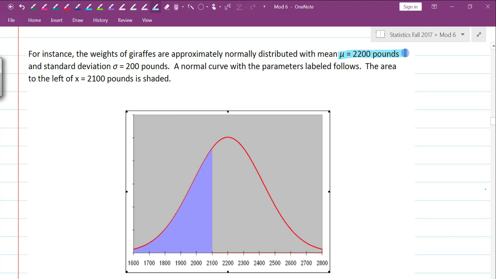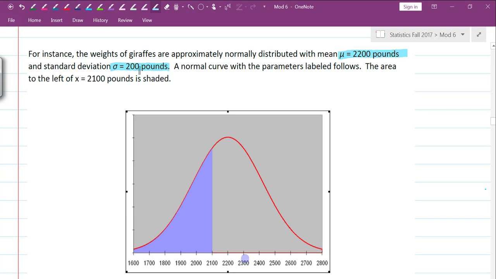Okay, so the mean is 2,200 pounds and the standard deviation is 200 pounds. The normal curve with the parameters labeled follows. The area to the left of 2,100 pounds is shaded, okay? So here's our mean, right here in the very center. Here's our normal curve.